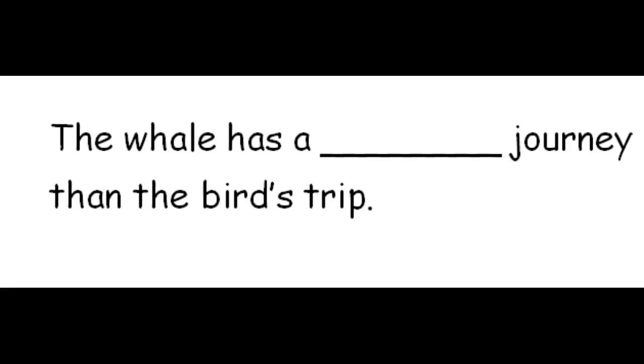So let's work on this example. We're going to use the comparative form of long in this example sentence. So to identify the correct form of the adjective to use, I need to ask the thinking question, how many nouns are being compared? So to compare two nouns, I add er to the adjective, so longer is the correct form to use. The whale has a longer journey than the bird's trip because we are only comparing two nouns.